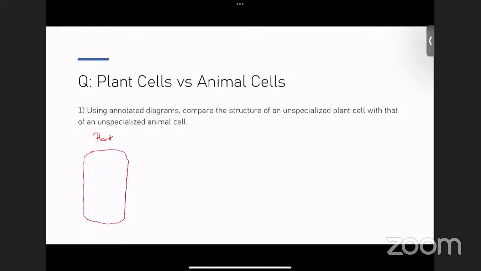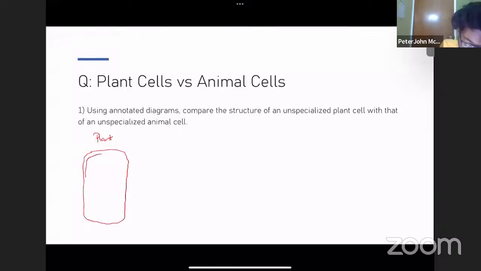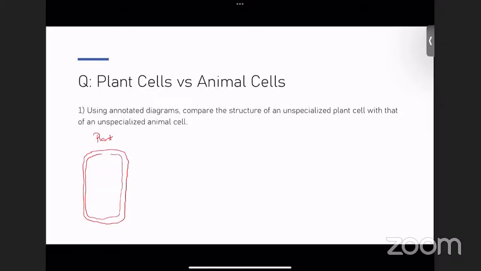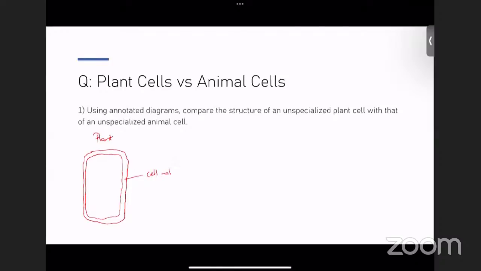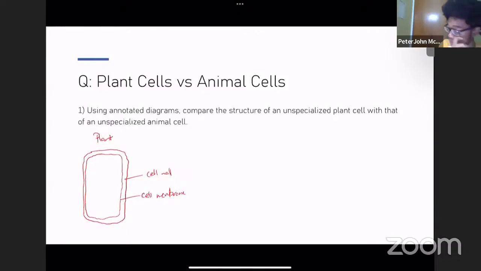Membrane. We have to complete this outer part first. Right. Say if I was to label this, what would I label it as? Cell wall. And then cell membrane. All right. So what is in my plant cell?